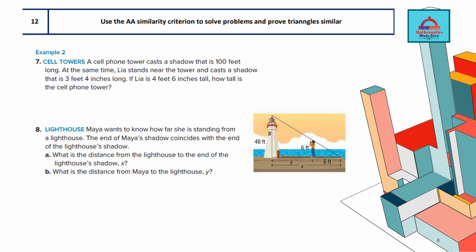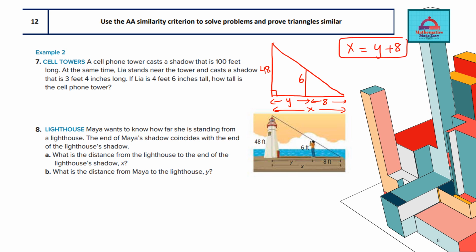So this is very similar to the last question. I'm going to draw another figure just to make things more easy and clear for you. So this is the right triangle. First of all, this is the person standing. How much? 6 feet is the height of the person. Then 48 is the height of the lighthouse. This much is y. This much is 8, and the total is x. So you can very well say x is equal to y plus 8, right? This is the equation, because when you add y and 8 together, you get x.